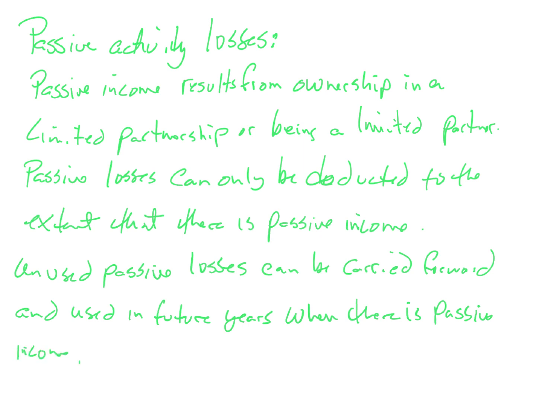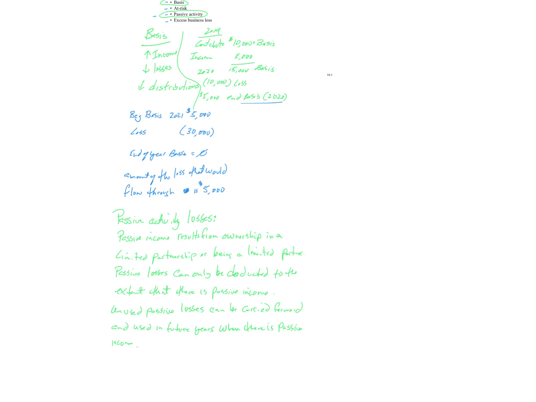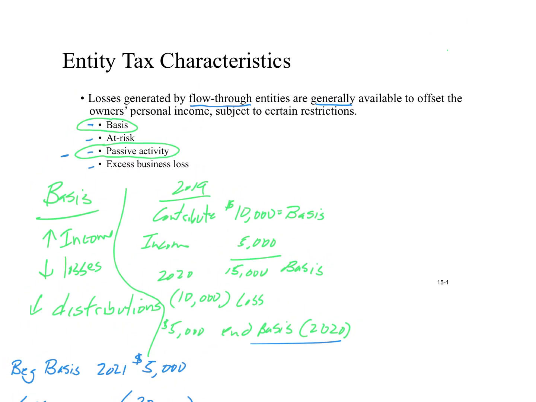What happens many times is people will be investors in a variety of businesses that are housed in a variety of entities. And if you have a passive loss in one entity, then that can be netted against passive income in another entity. So that is kind of the nuts and bolts of losses for flow-through entities. We will talk more about the excess business loss limits in class together.